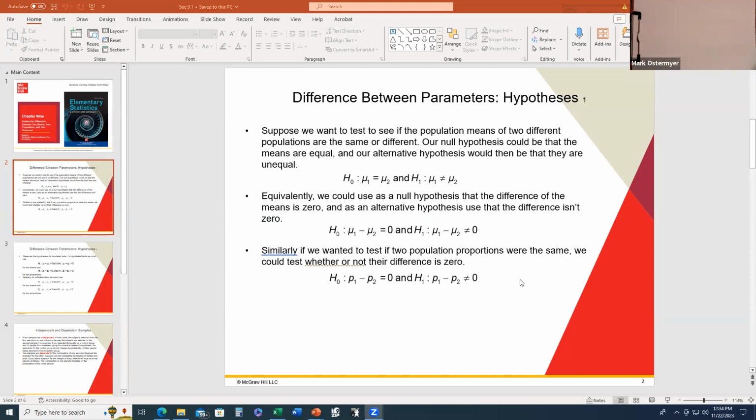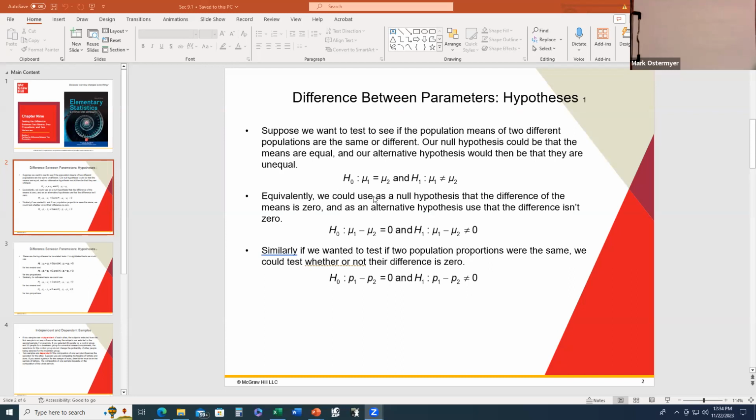All right, so testing the difference between two population parameters. Suppose we want to test to see if population means of two different populations are the same or different. Our null hypothesis could look like this, saying that the two unknown population means are equivalent to each other versus they are not equivalent to each other for the alternative statement.